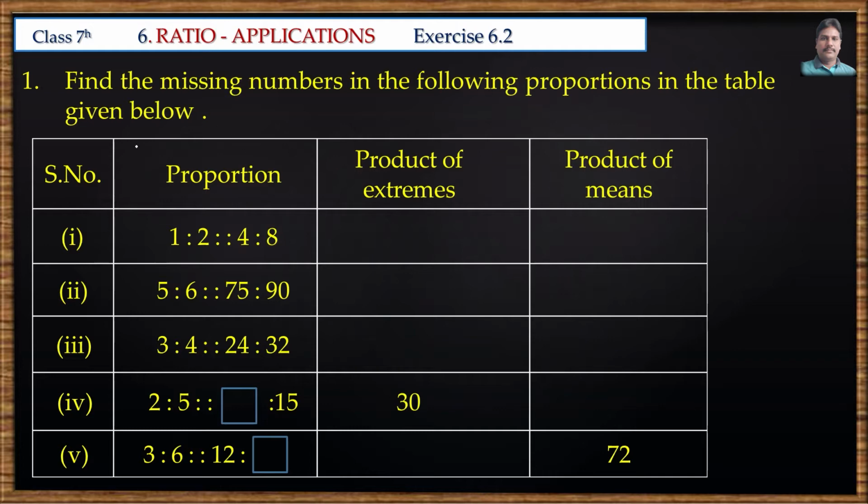So, this 1 and 8 are extremes. So, the product of extremes means 1 into 8 is equal to 8. And what are means? 2 and 4 are means. So, the product of means is 2 fours are 8.